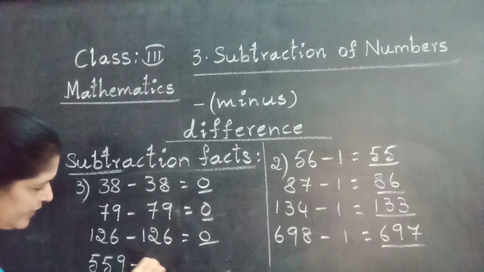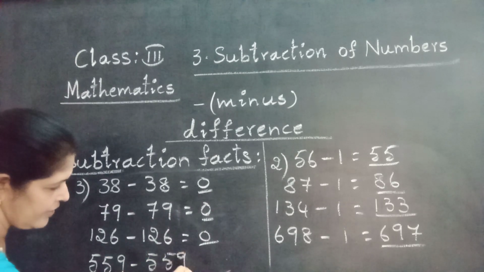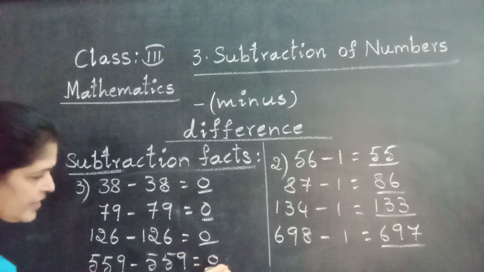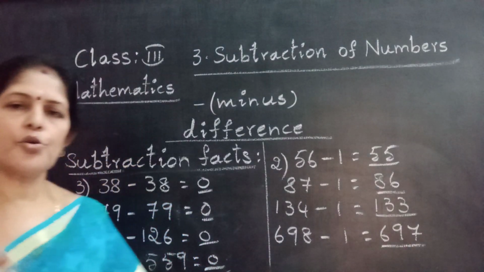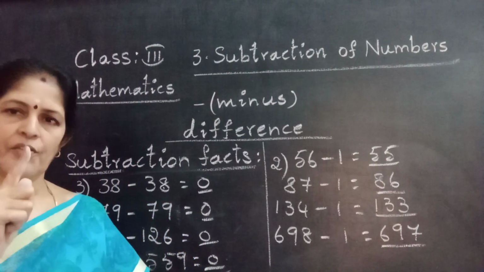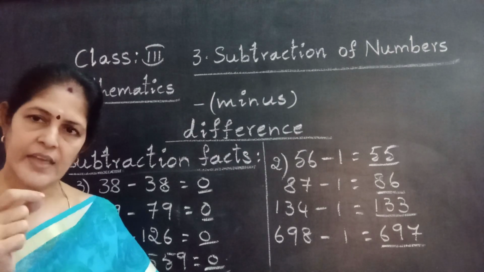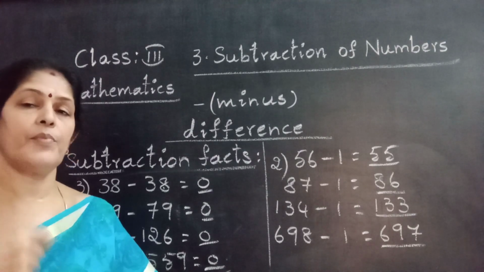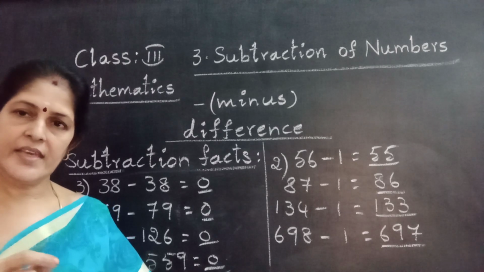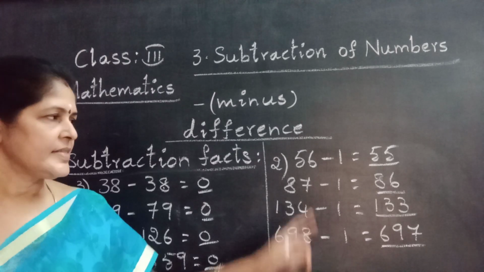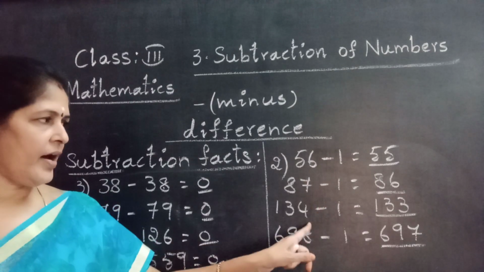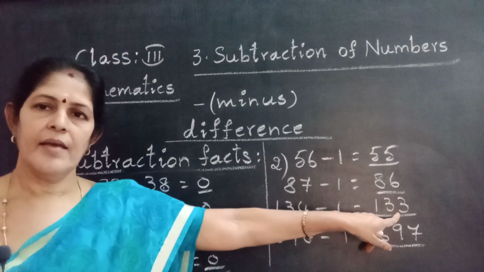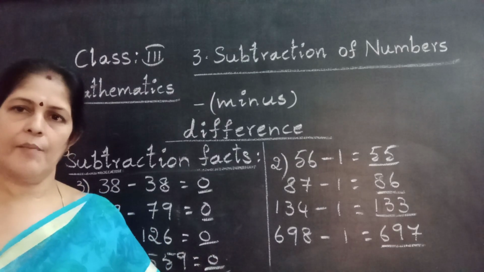559 minus 559. What is the answer? 0. These are the subtraction facts. That means rules in the subtraction. First one: when we subtract 0 from a number, the difference is the same number. Second one: when we subtract 1 from a number, the answer is the number before the given number.